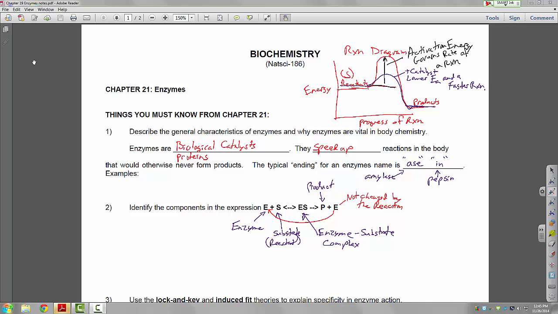The other thing to note here is this ES complex forms an equilibrium. So what happens is the enzyme can bind the substrate, form the complex, and then the substrate can come off sometimes. And so it goes back and forth, and this is important when we start talking about inhibition. So this ES complex exists in equilibrium with the enzyme and the substrate, so it can bind and come off, and bind and come off.